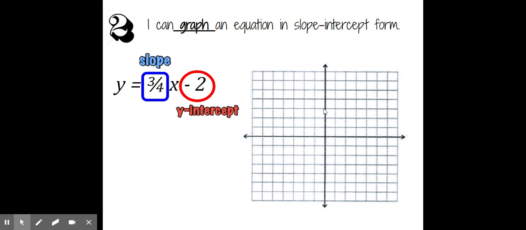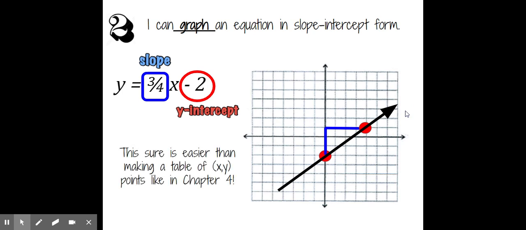Well, knowing that, I could go down the y-axis and plot a point right here at -2 because I know the line has to go through that point. Well, to make a line, I need at least one other point. What other information do I have? The slope. The slope is rise over run. If I start at the point that I've just plotted and I rise up 3 and then run over 4 and make another point, I could connect those 2 points to make a line. And this is how you graph the equation when it's written in slope-intercept form.